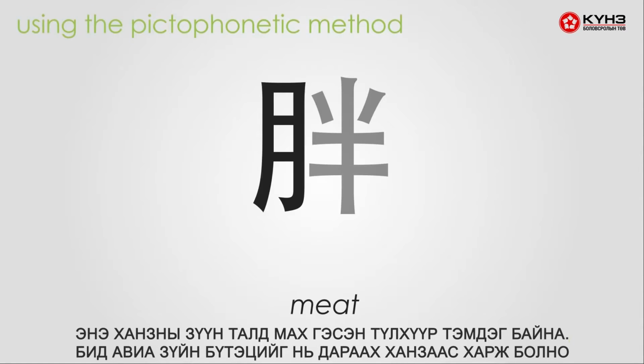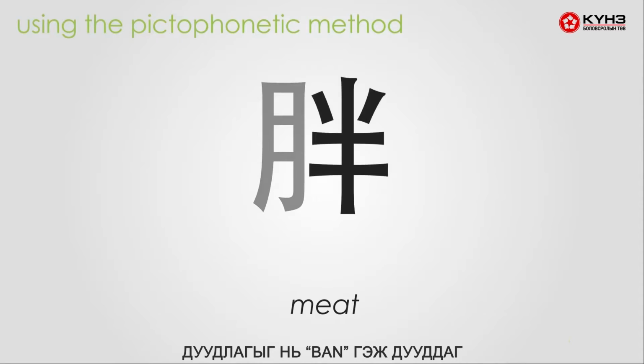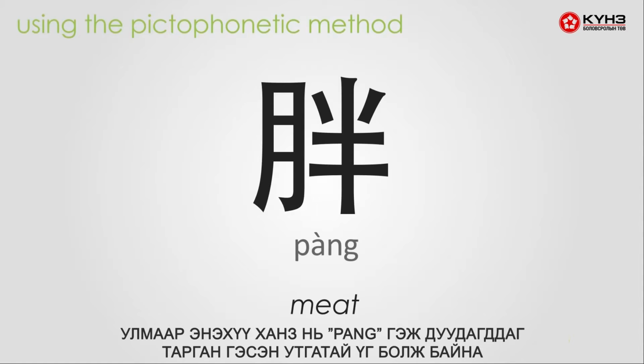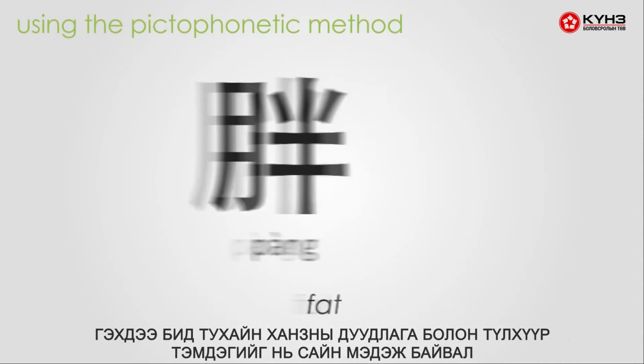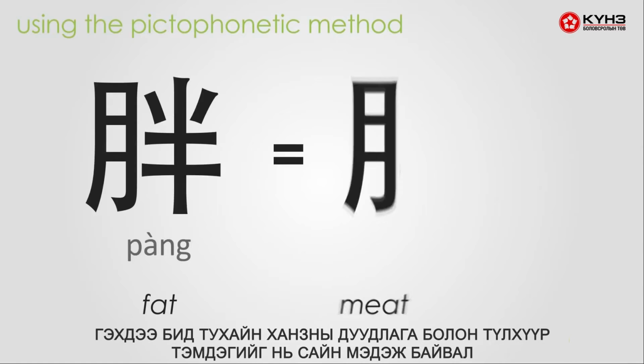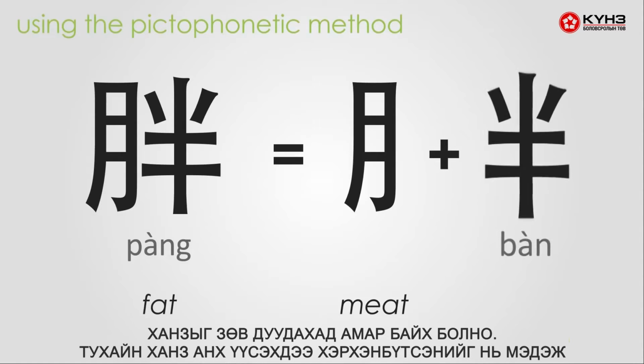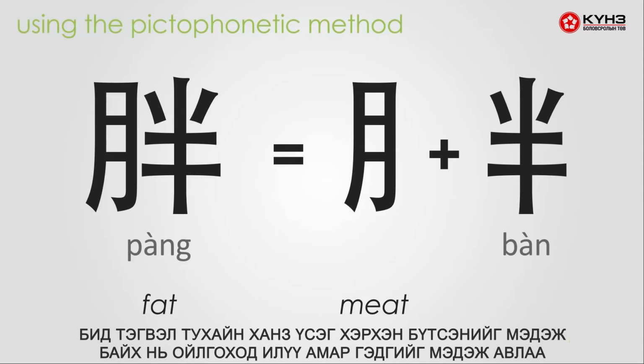We can also see the phonetic component is made up of the character 半. However, there's no way of knowing that the pronunciation of this character is 胖. Likewise, there's no way of knowing that the meaning of this character is fat. But once we know the pronunciation and meaning, the pictophonetic method helps us understand how this character was created, and that makes it easier to remember.